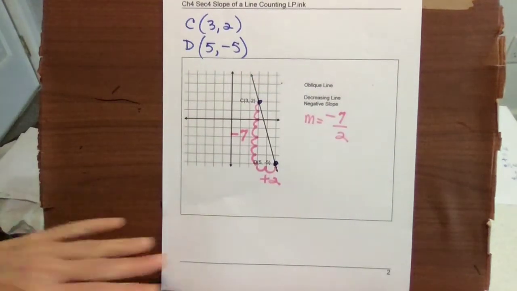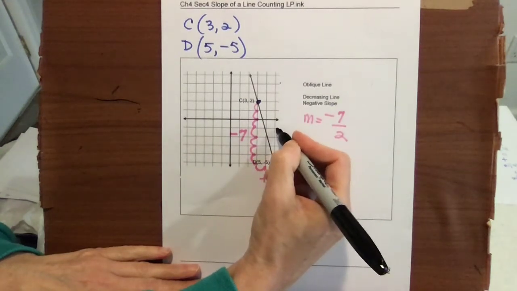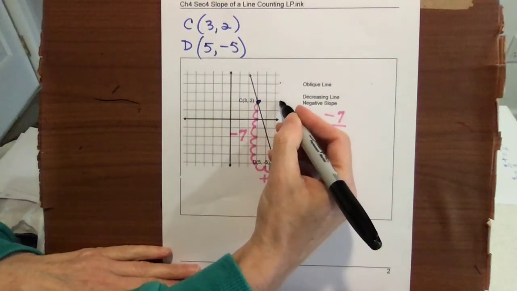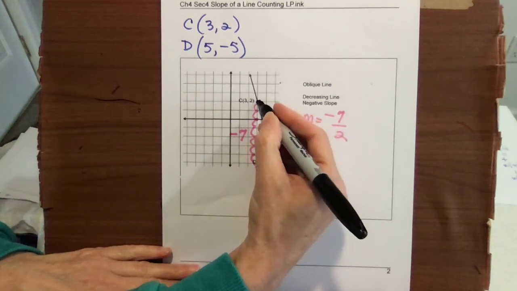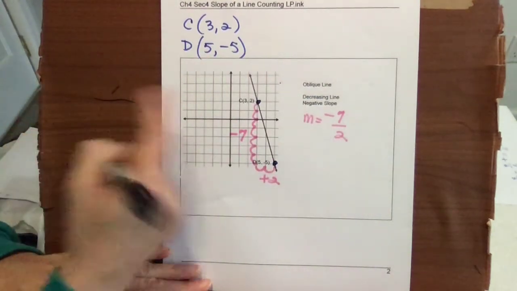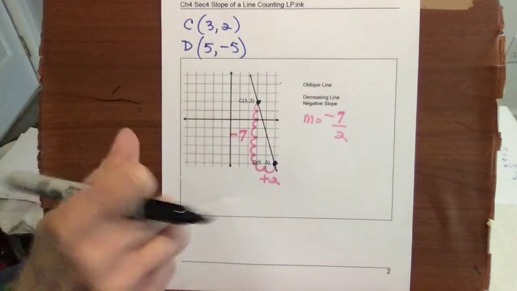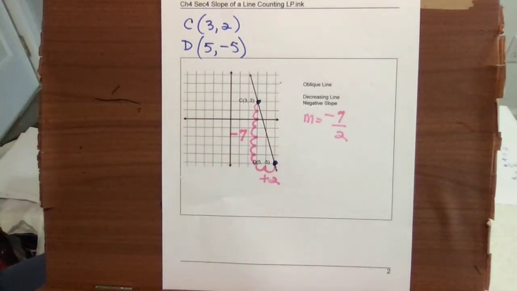Now if you had walked up from D to C, you'd go 1, 2, 3, 4, 5, 6, 7, positive, but then 2 would be to the left, so negative. So you would have had a positive 7 over negative 2, and we just always throw the negative sign up to the numerator, and we take it off the denominator.